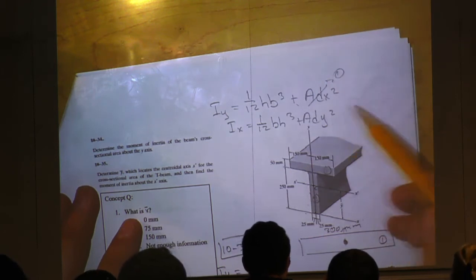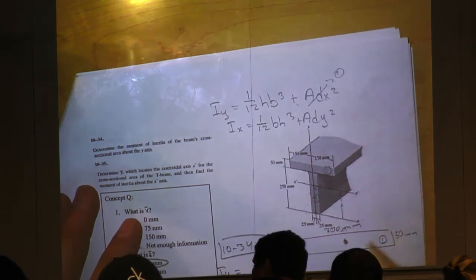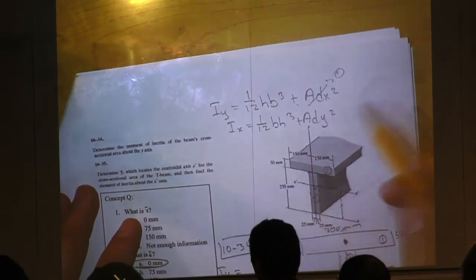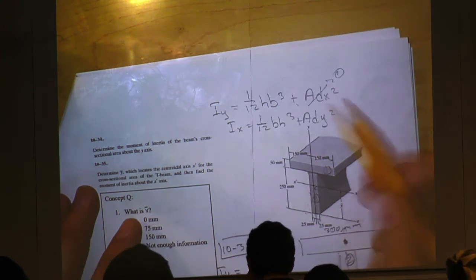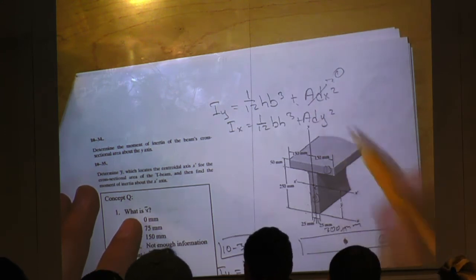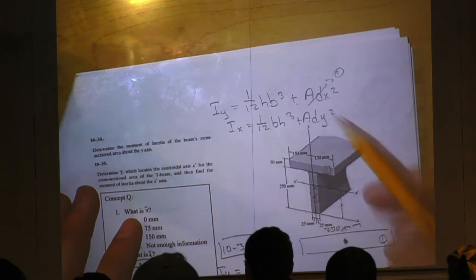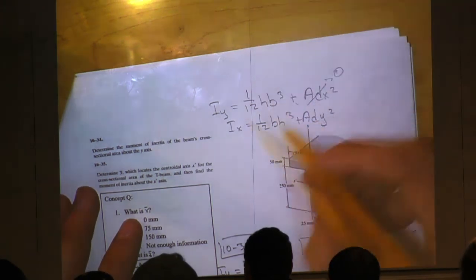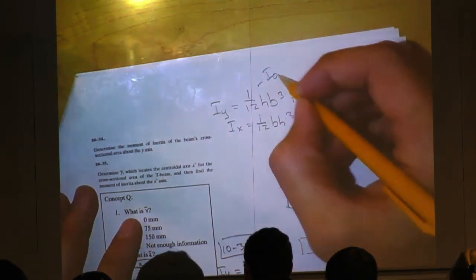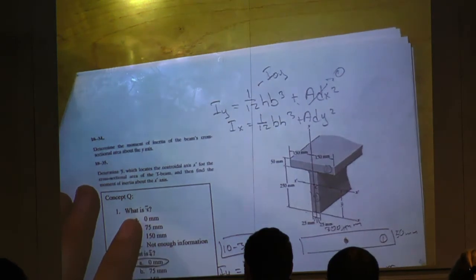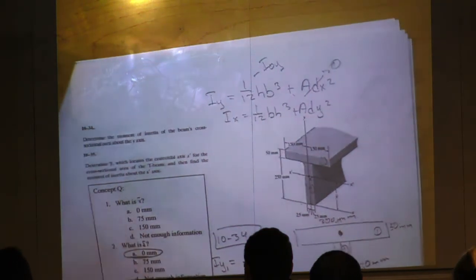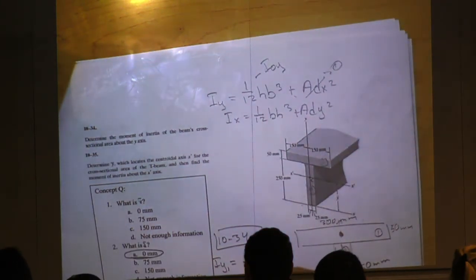It goes to 0. But if my shape was slightly shifted, I would have to include some distance multiplied by the area of the entire shape, and I'd have to square that distance. In this case we don't have to deal with that, so we just deal with the first part, which is I naught y. If you see that in an equation, you know what it is.